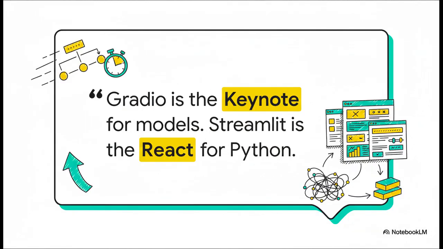And here it is. Seriously, if you remember just one thing from this whole explainer, make it this quote. Gradio is like Keynote or PowerPoint. It's perfect for creating a slick, focused presentation of your model. Streamlit, on the other hand, is like React. It's a powerful framework for building a complete, interactive web app from scratch.